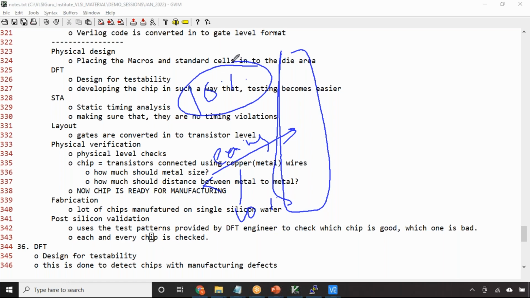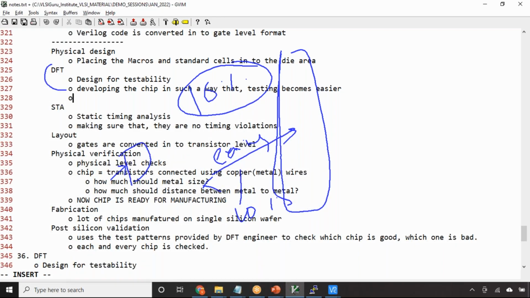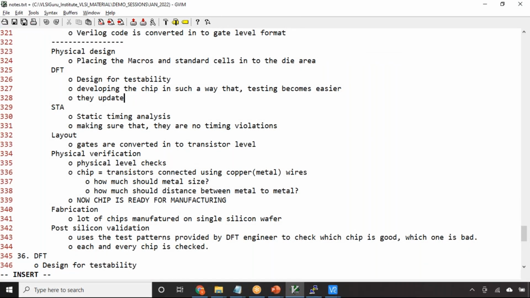In DFT, will we learn all the VLSI languages? You only learn the things relevant to DFT, only for testing purposes. As a DFT engineer, you won't sit and do the testing. You will not take the chip and check whether it's good or bad. You develop the patterns. They update the chip architecture so that it can be easily verified, easily checked.